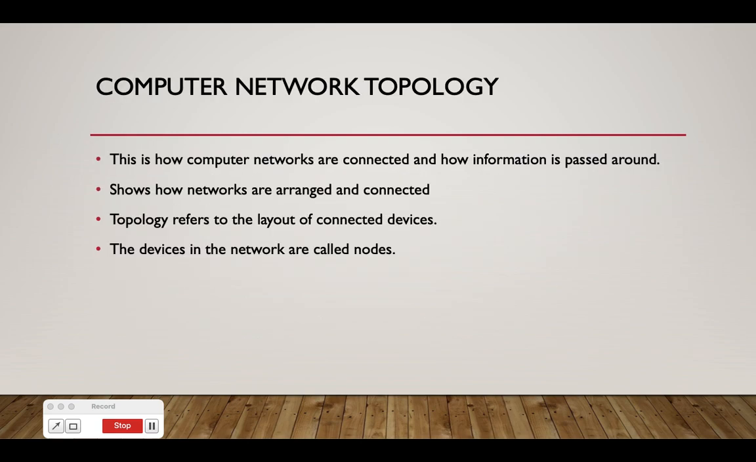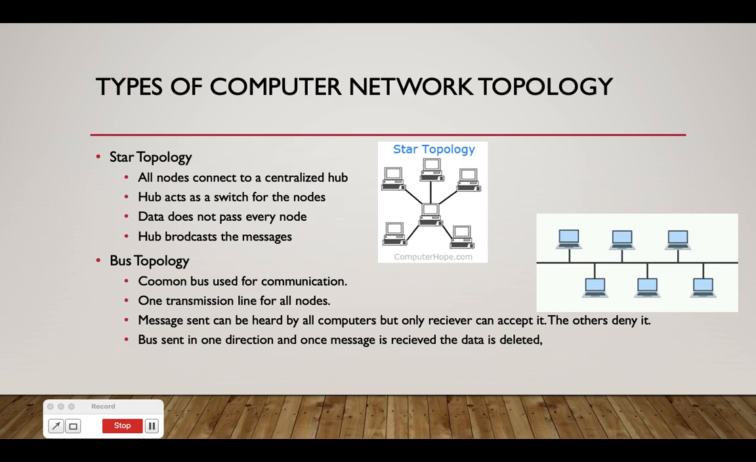So now we're going to talk about computer network topology. This is how computer networks are connected and how information is passed around. It shows how networks are arranged and connected. And the word topology refers to the layout of connected devices. The devices in the network are called nodes. So we're going to talk about the different types of computer network topology.